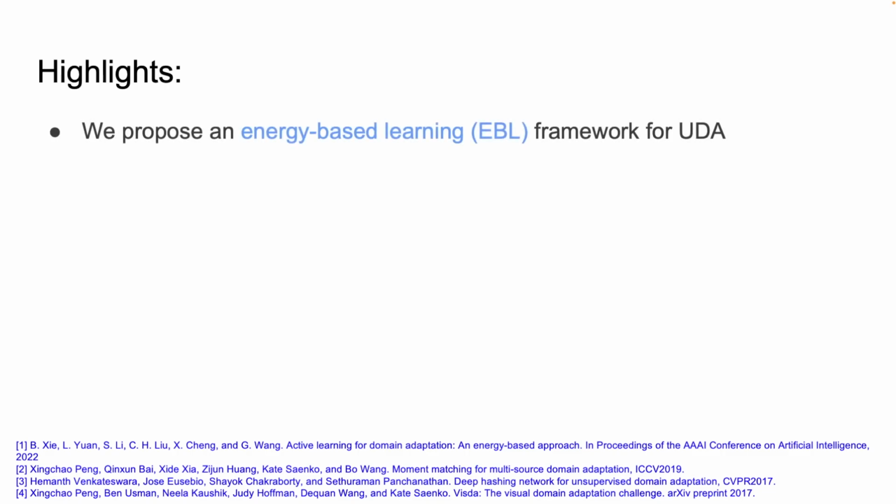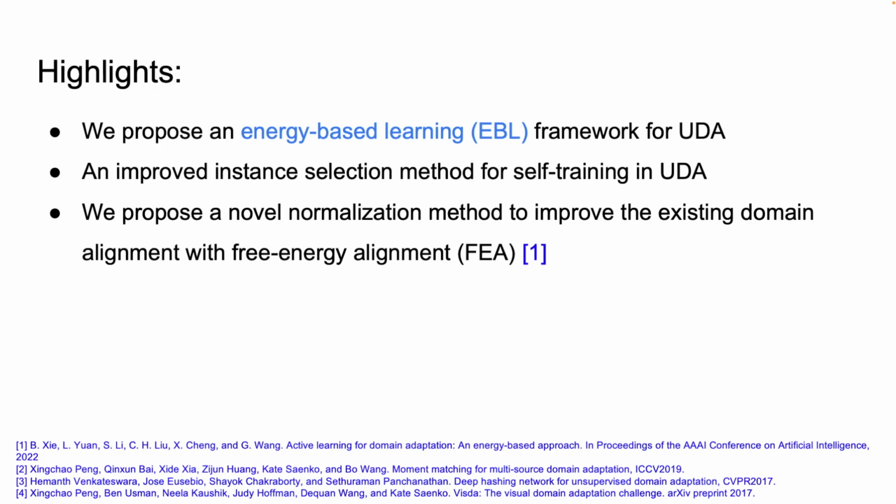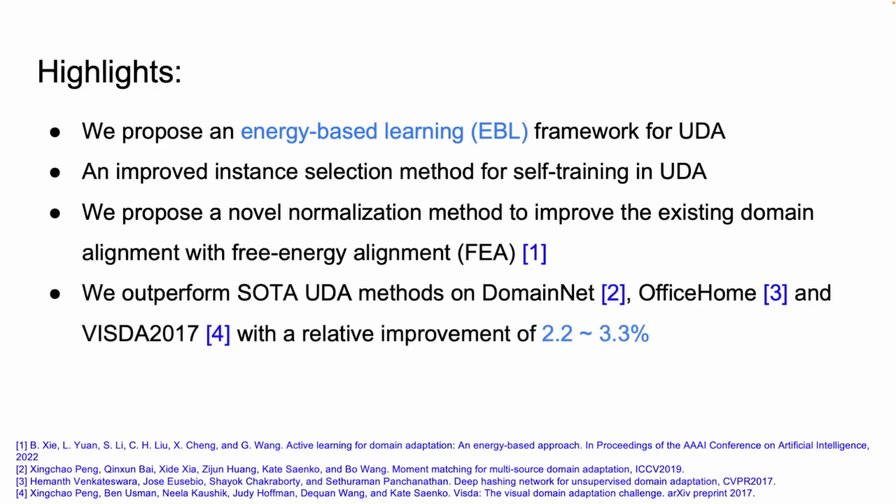These are the highlights of our work. We propose an energy-based learning framework for unsupervised domain adaptation. In this framework, we propose an improved instance selection method for self-training on unlabeled target domain instances. Furthermore, we propose a novel normalization method to improve the existing free energy alignment for domain adaptation. We observe that by combining these techniques, we can outperform state-of-the-art unsupervised domain adaptation methods on the challenging benchmarks such as DomainNet, Office Home, and VisDA by a significant margin.